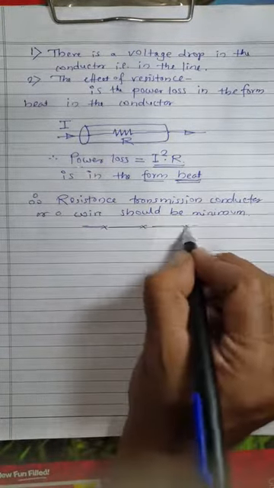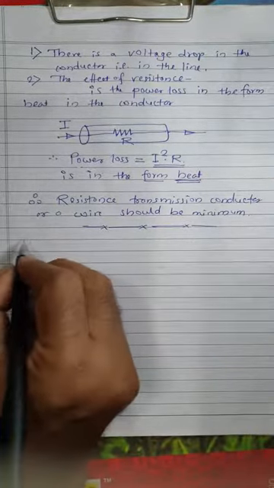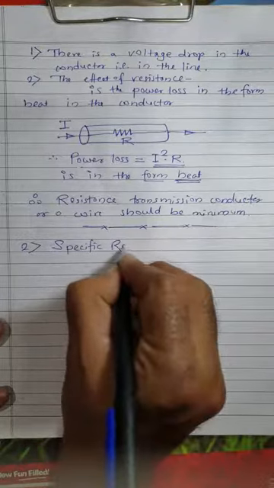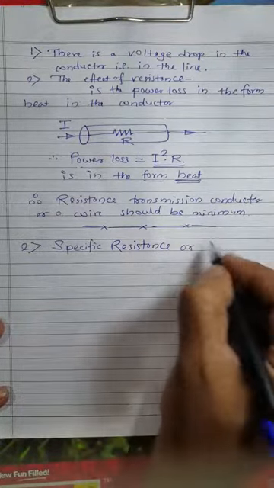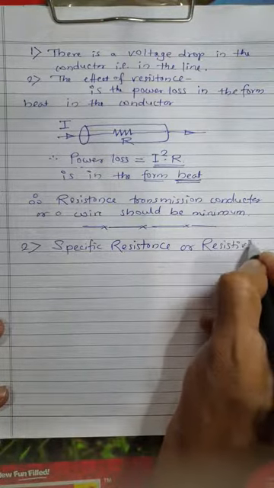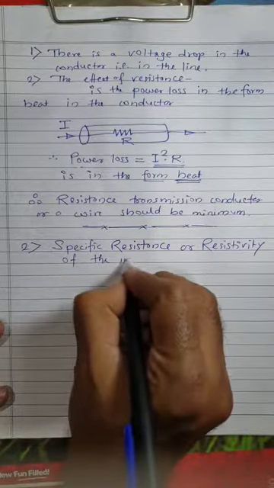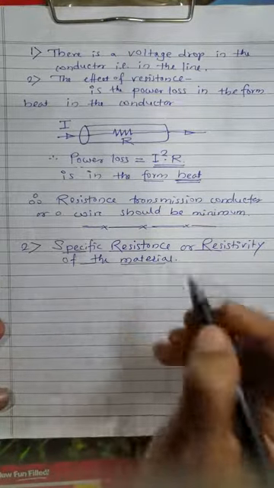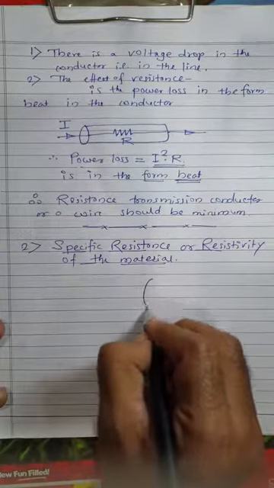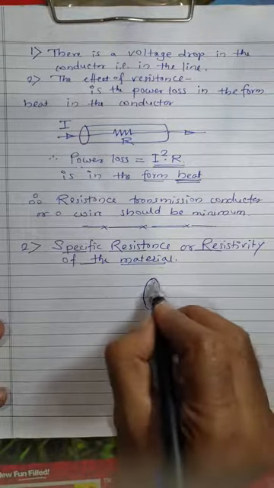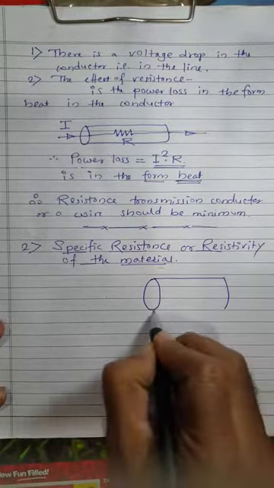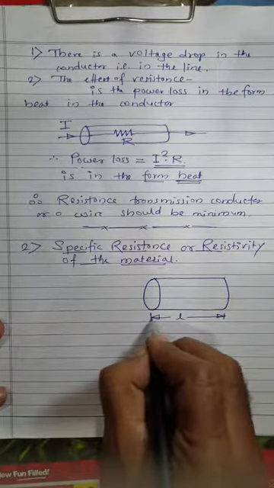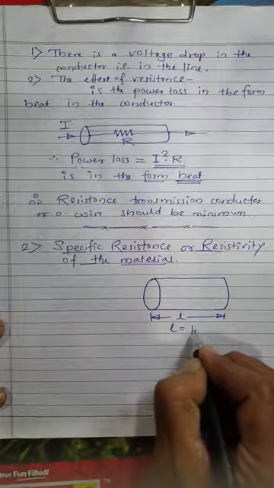Now let us see specific resistance, also called the resistivity of the material. Now let us consider a conductor having length 1 unit. So L is the length equal to 1 unit. For example, L equal to 1 meter.